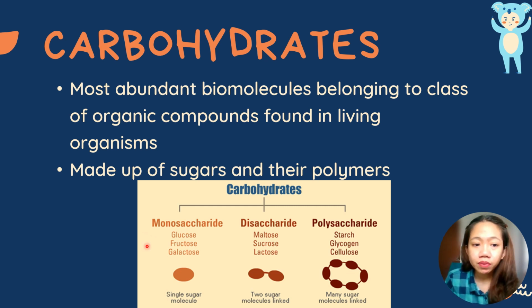For example, the simplest sugars are glucose, fructose, and galactose, since they are only made up of one single unit, correctly referred to as a monosaccharide. Now, if you combine two monosaccharides together, that creates a disaccharide. For example, maltose, sucrose, and lactose. So, maltose and sucrose are often found in soft drinks.